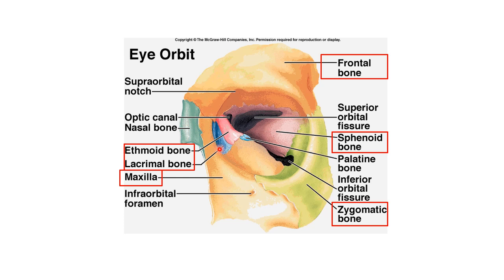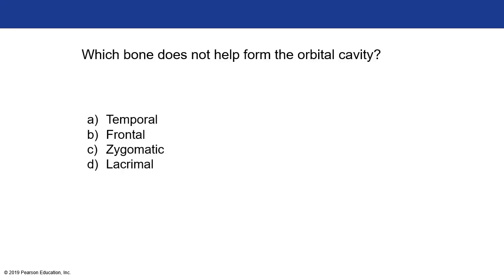Okay, so that allows us to really say what are the bones that are involved in the formation of this orbit. What are the bones that you don't see here that are part of the cranium? And why am I asking that? You should know what constitutes the orbit of the eye, because you're going to get a question.